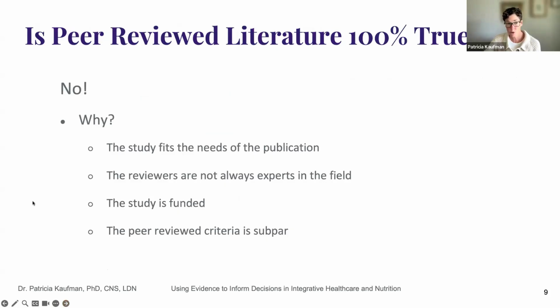Is peer-reviewed literature 100% true? No, not necessarily. Even though it goes through a peer review process, things can be missed. Why? Because there are certain studies that fit the needs of the publication. So even though it's not a very credible or valid article or study, that process can get skipped by some journals, so it can get published. The reviewers are not always experts in the field. The study's funded, and then the peer reviewers just go through it really quickly and don't really assess it. So the criteria is subpar, and the reviewers' analysis of the study is subpar.